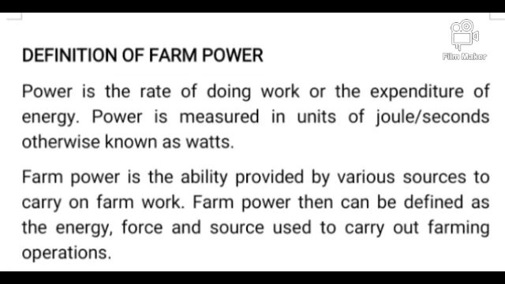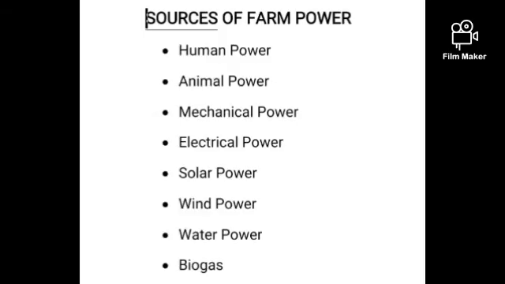What is farm power? Power is the rate of doing work or the expenditure of energy. Power is measured in units of joules per second, otherwise known as watts. Farm power is the ability provided by various sources to carry out farm work. Farm power then can be defined as the power and the energy put in place to carry out farm operations.